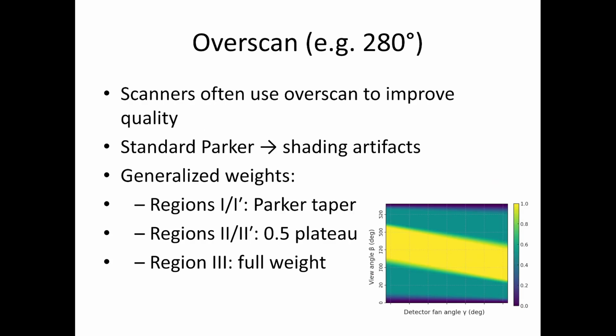In practice, scanners often go beyond the exact short scan. Why? Overscans can improve image quality by reducing artifacts and noise. But if we apply standard Parker weights, we would introduce shading because the extra views would be double counted. Instead, we use generalized weights. Here, the redundancy regions are split. This gives a mathematically exact and artifact-free reconstruction, even with overscan.